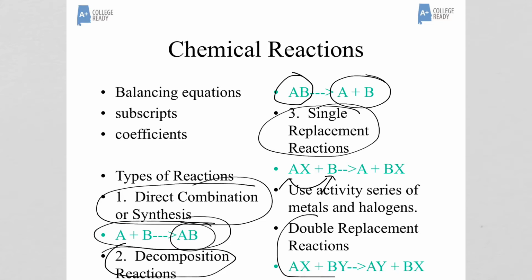And then finally you have a double replacement reaction. These are essentially when 2 metals, typically metals or positive ions, swap places. So you might have these 2 cations or positive ions switching partners.